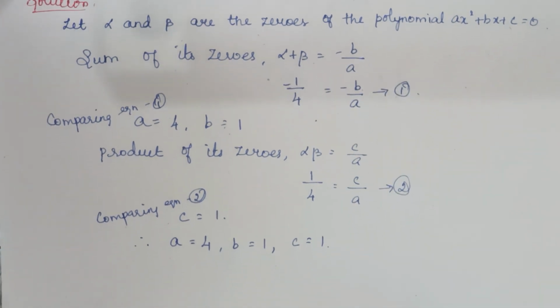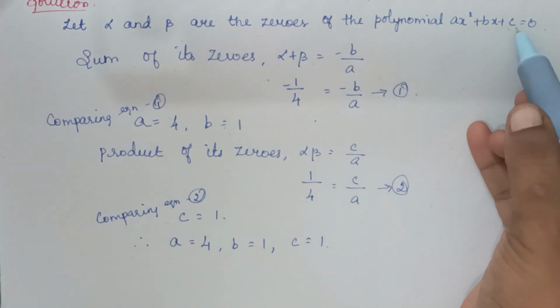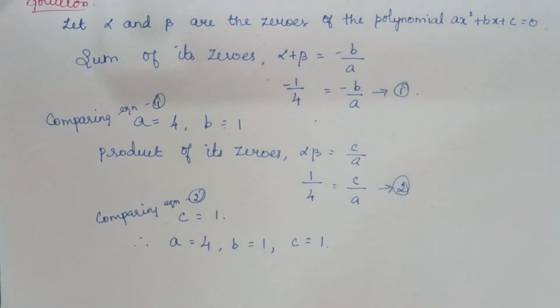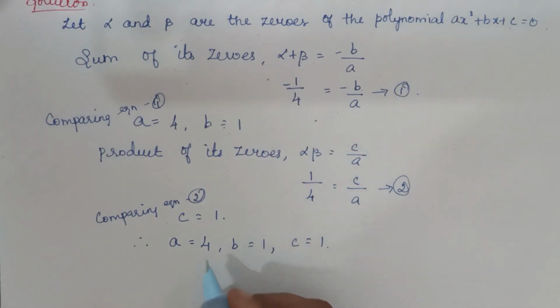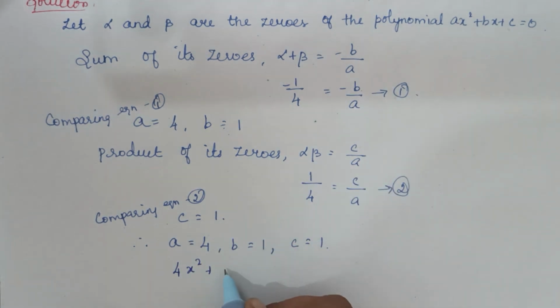Okay. So now we want to write the quadratic polynomial equation ax square plus bx plus c. Substitute the a value, b value and c value in this equation. A is equal to 4, so substitute 4x square plus, b equal to 1, so 1 into x, 1x, plus c equal to 1. So there is no variable, only 1. So c is a constant term. So 4x square plus x plus 1 equal to 0 is the required quadratic polynomial.